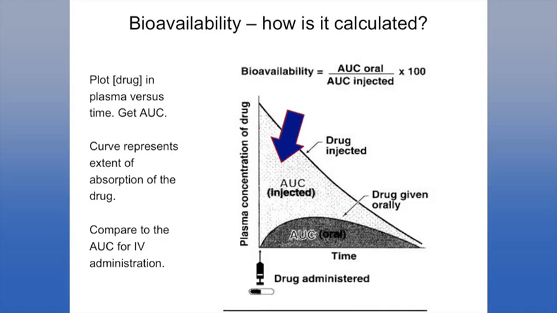In comparison, this darker shaded area at the bottom of your slide shows the plasma concentration of the drug over time following oral administration. So the bioavailability is the area under the curve following oral administration divided by the area under the curve following IV administration, converted into a percent by multiplying by 100.